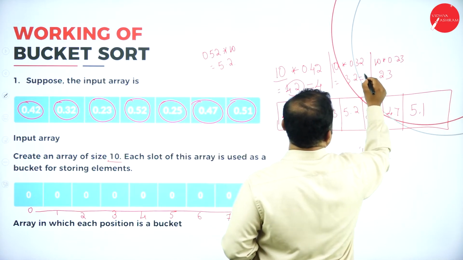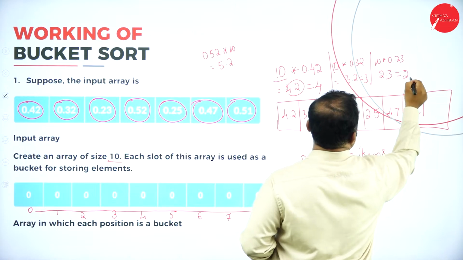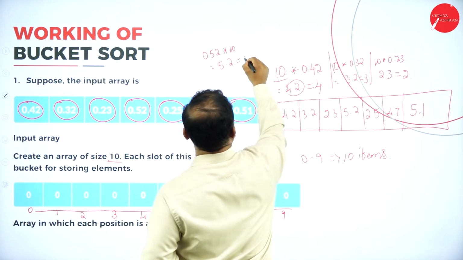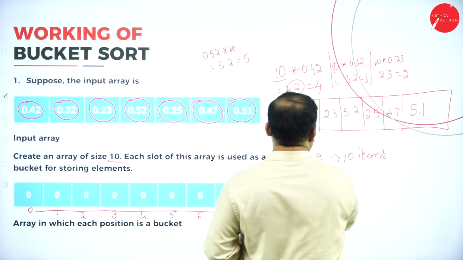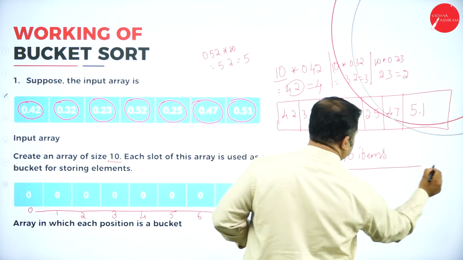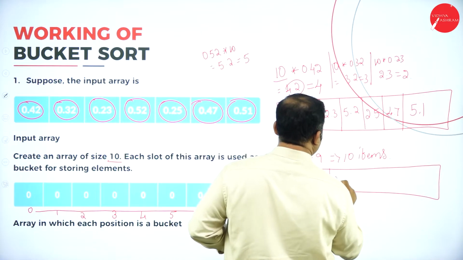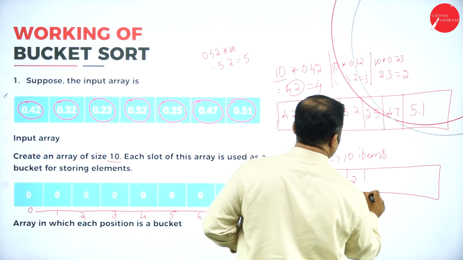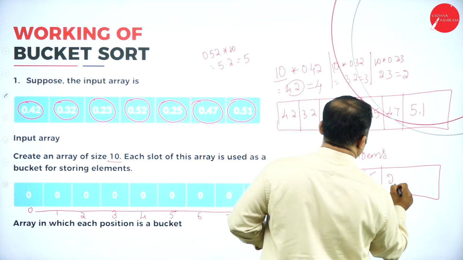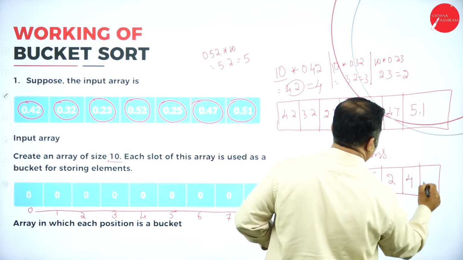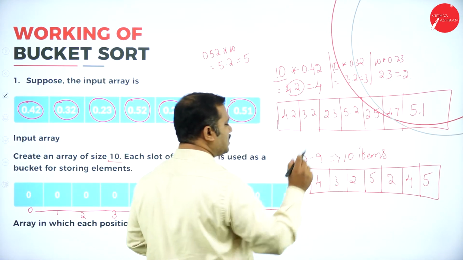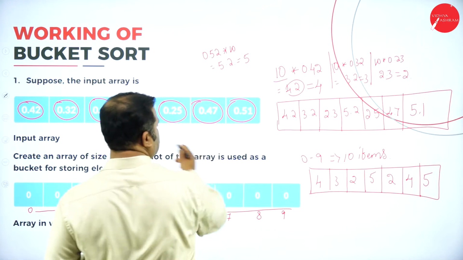The floor of this is equal to 3. The floor of this is equal to 2. The floor of this is equal to 5. So if that is the case, I will have one more array with the floor of those. What is the floor of that? 4, 3, 2, 5, 2, 4, 5. So if that is the case, we have the elements in this order.